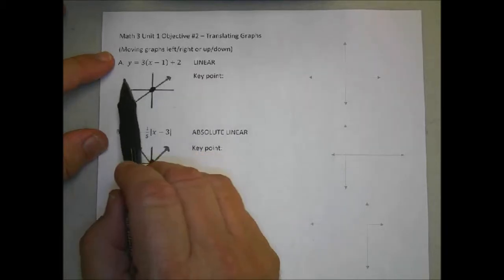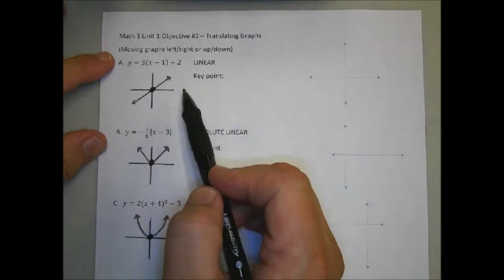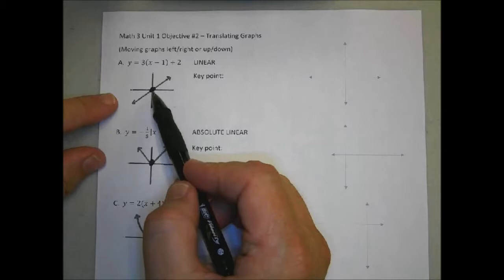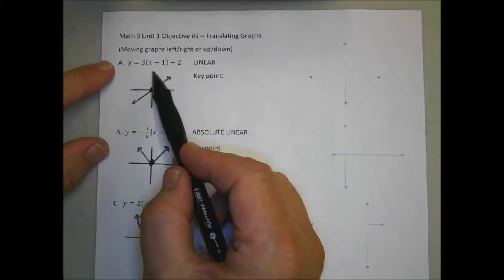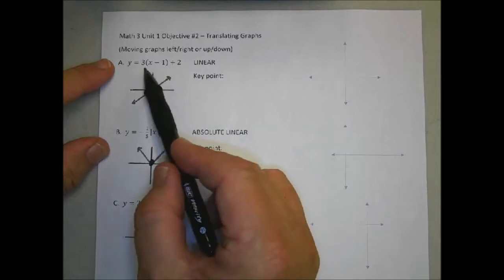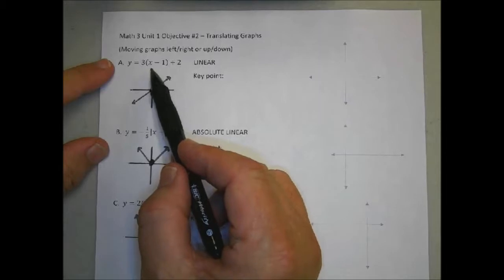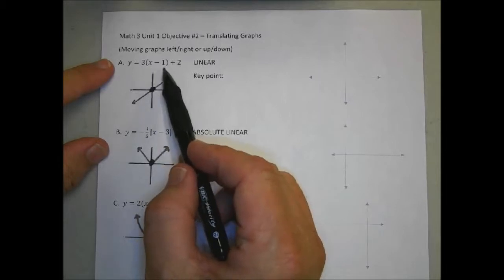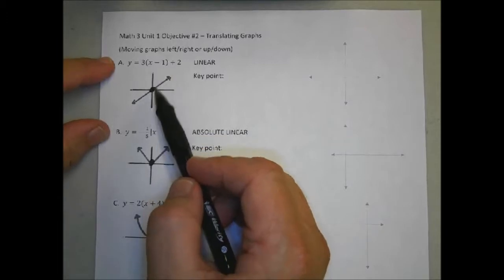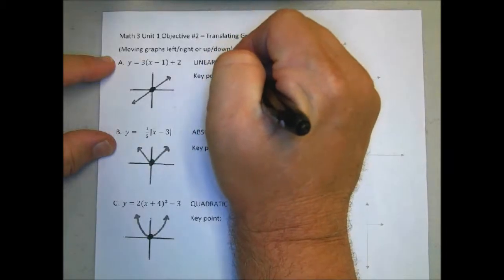X is to the first power, y is to the first power. And so in the parent graph, y equals x, the key point is (0, 0). But there have been some changes to the equation. When you look at this new equation, there's this -1 right behind the x, trapped in the parentheses. It's shifting that key point 1 unit to the right.